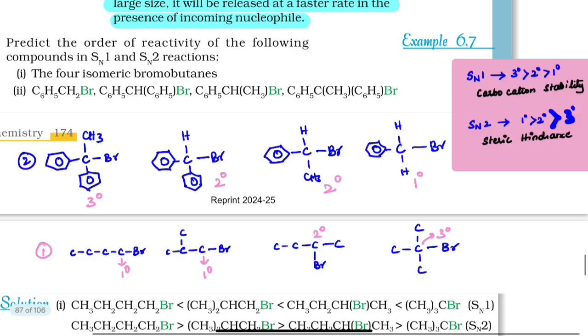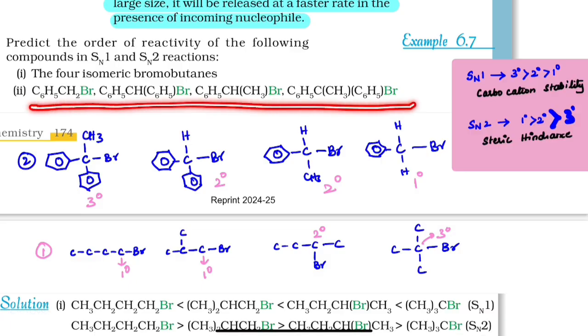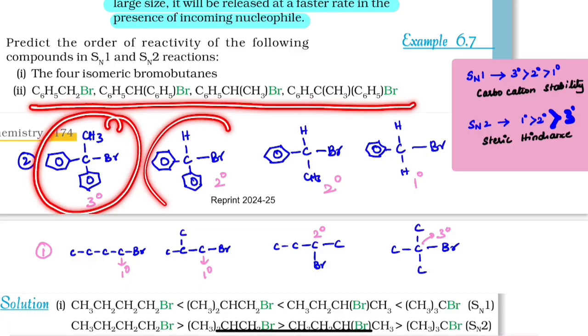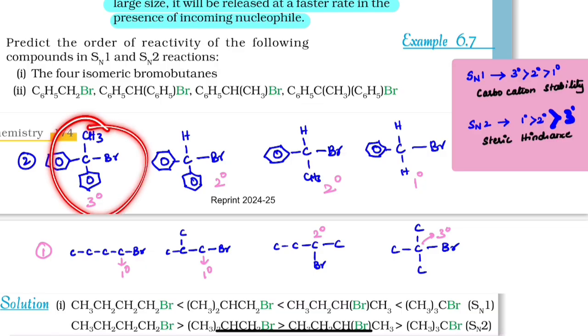And then the second reaction. This is the second reaction they have given. See, I have written the structures for that. First we will check for SN1. For SN1, what do we have to check? Stability of carbocation. This carbon is primary, this carbon is secondary, this carbon is also secondary, and this carbon is tertiary. So tertiary will be more stable for SN1. So this is more stable, first position.